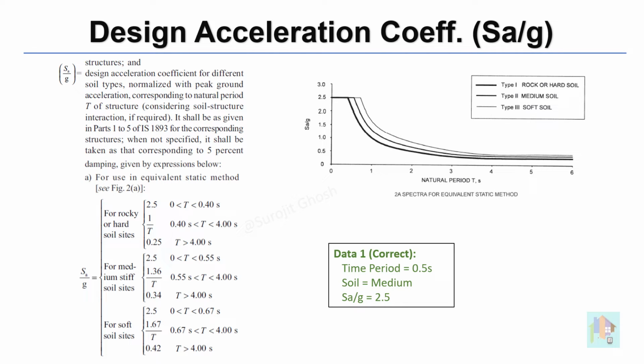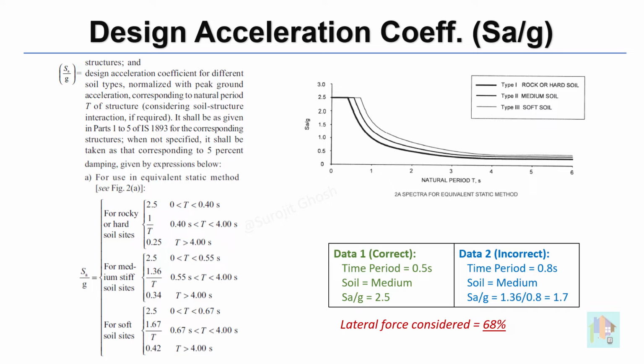For example, if the time period of a structure is 0.5 second, then for medium soil, Sa/g is 2.5. If the time period is considered as 0.8 by mistake, then Sa/g is calculated as 1.36 by 0.8, or 1.7, which is only 68% of the actual Sa/g value. So we are considering 32% lesser lateral force for design, which might be fatal for the safety of the overall structure. That's why accurate calculation of time period is important for proper seismic analysis and member design.